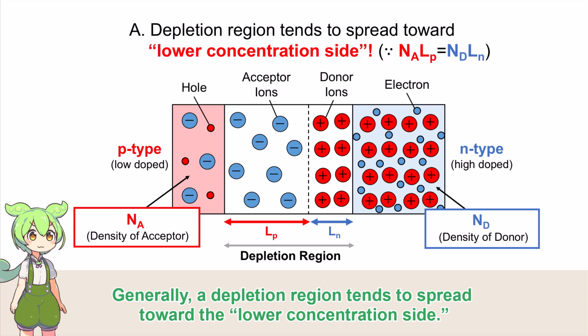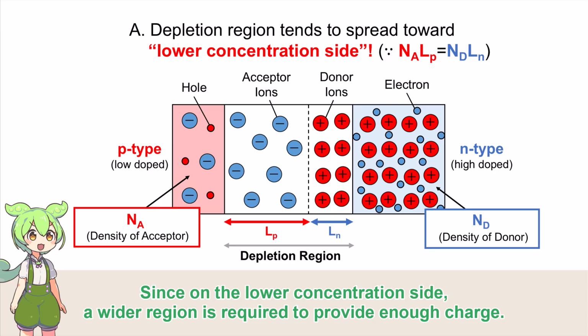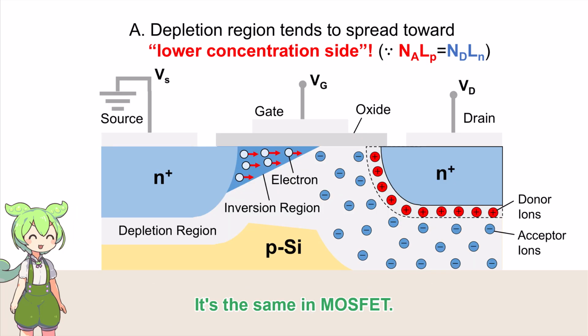Generally, a depletion region tends to spread toward the lower concentration side. The reason is that the charges of the ions within the depletion region must balance each other in order to terminate the line of electric force. Since on the lower concentration side, a wider region is required to provide enough charge. It's the same in MOSFET.